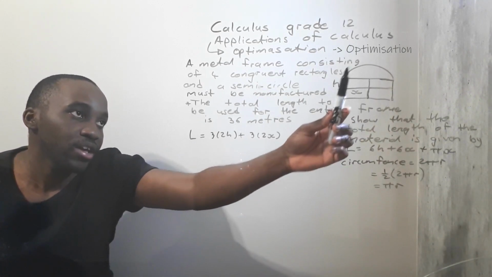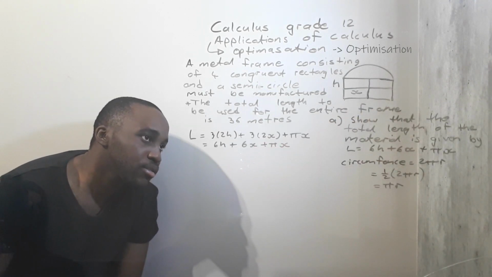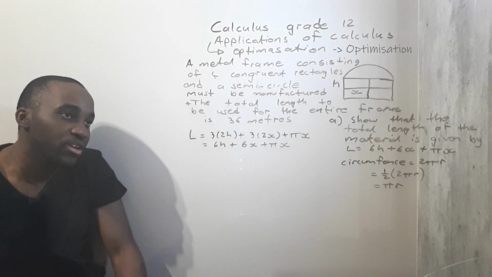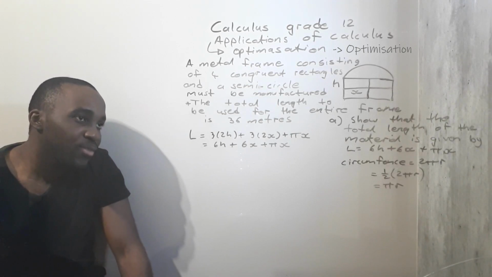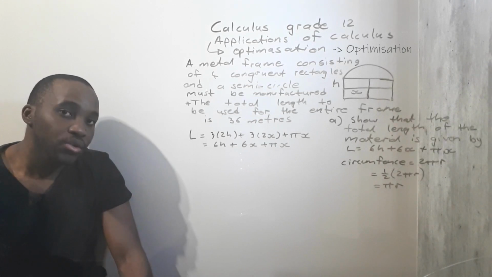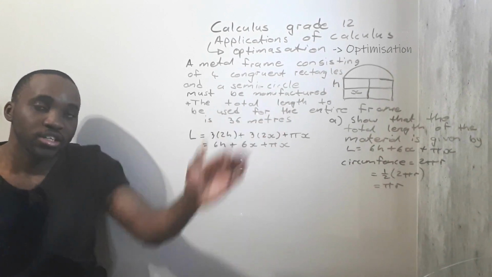So if we're going to add this portion here, we are getting the 6h plus 6x plus pi x, and then we have proven what they were asking you to prove there. So for A, this is literally all you had to do. So now we're going to work on 2 more other questions that they can ask for a sketch like this one.